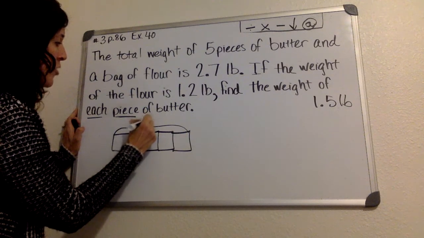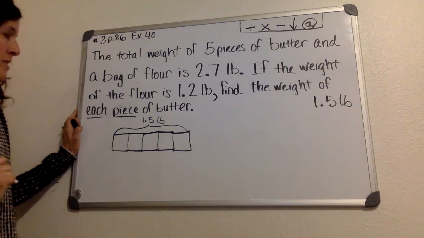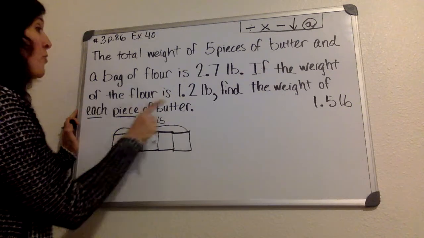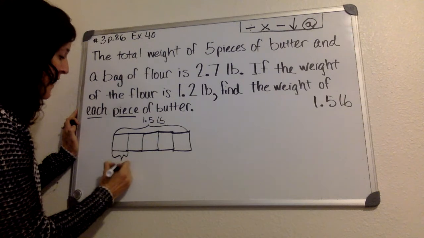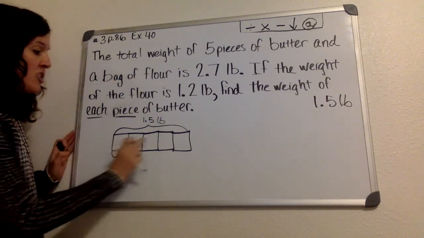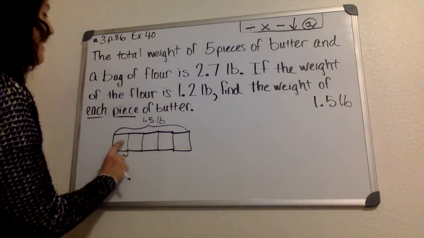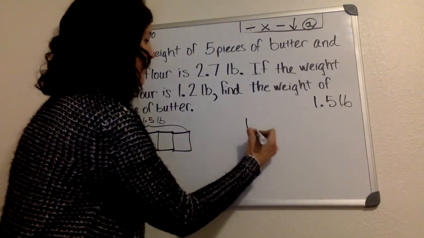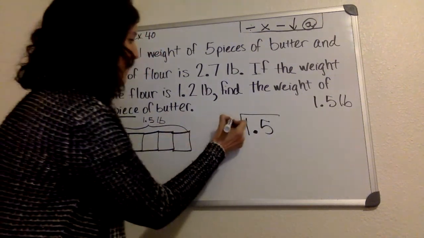This is how I show all together, 1.5 pounds. Now, I want to know the weight of each piece. That would be basically just finding that little guy right there, because each of these pieces is the same. So if I have 1.5 all together and I have 5 pieces in total, what do I do? I divide. So I have 1.5 divided by 5.